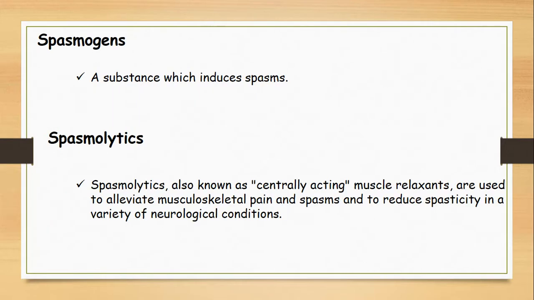Now what is meant by the spasmogens? Spasmogens is a substance which induces the spasm, and spasmolytics, which is also known as the centrally acting muscle relaxant, are used to alleviate musculoskeletal pain and spasm and to reduce the spasticity in a variety of neurological conditions.